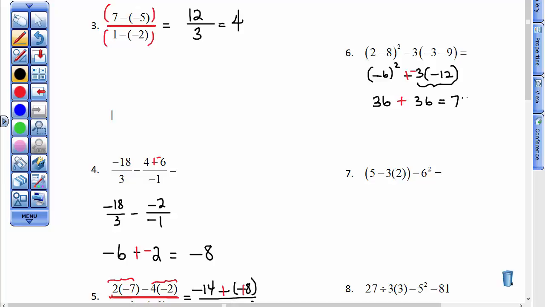The final answer to this one is 72. Again, do what's in the parentheses first. Don't lose those parentheses until you're all done. So don't take 5 minus 3 and get 2. You have to multiply before you do subtraction.